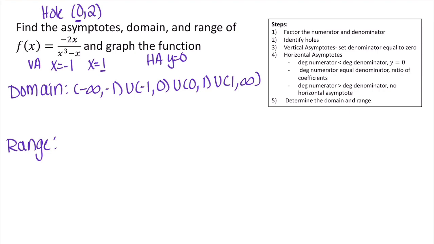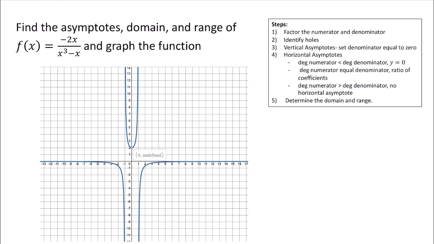Now let's think about the range. Okay, so for the range, we need to exclude 0, and we need to exclude 2. So we're going to go from negative infinity to 0, and then we're going to go from 0 to 2, and then we go from 2 all the way to positive infinity. Okay, so those are the three pieces of the range. Remember, you can always graph the function to verify what's going on. You can see there we have the hole at (0, 2).